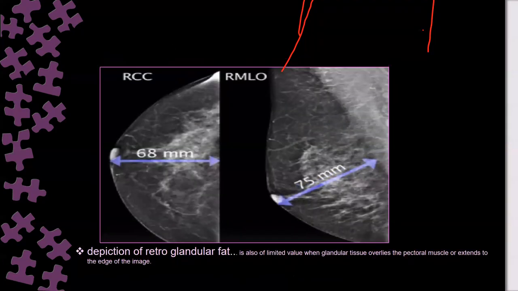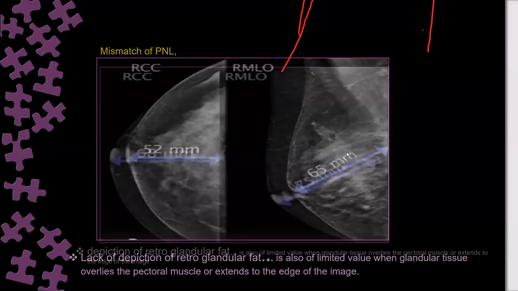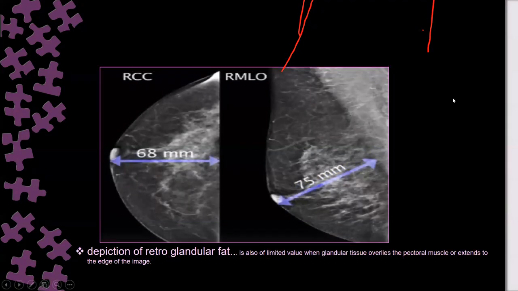Is it match? Now 1.3. Yes, it is mismatch. That means not optimum CC, and the MLO is also not optimum. Here, this is accepted to some extent, but still we have to see the inframammary fold. Regarding the pectoralis, we can pass it, but we need to see the inframammary fold.